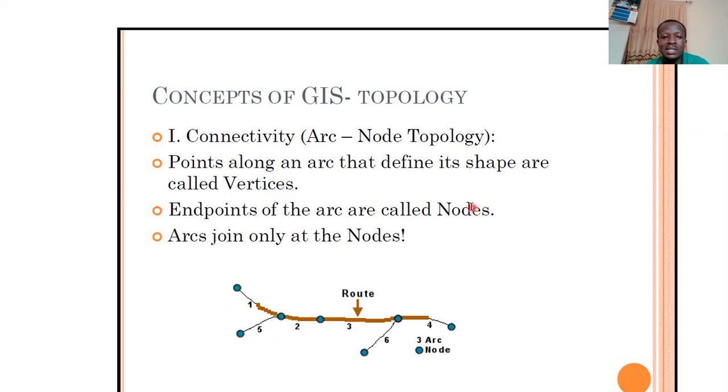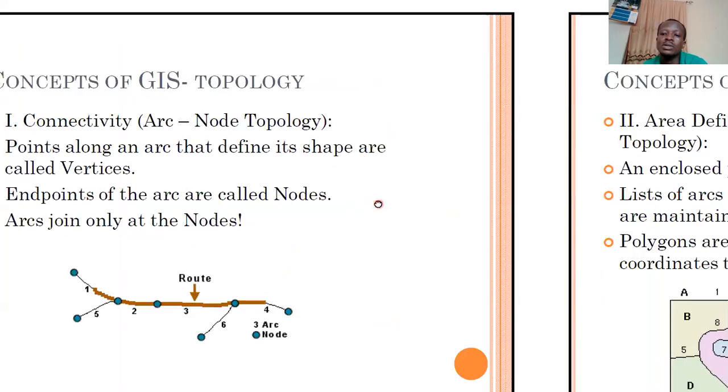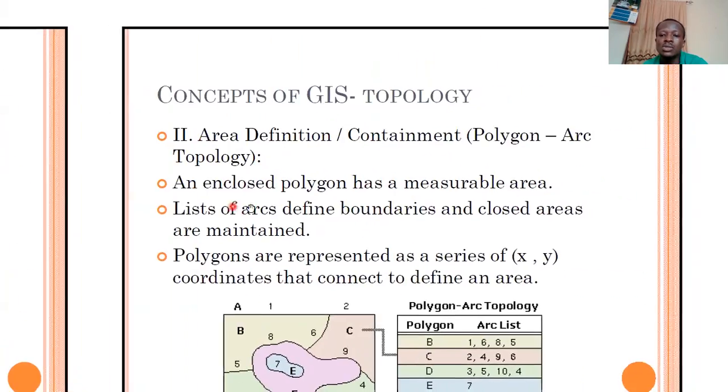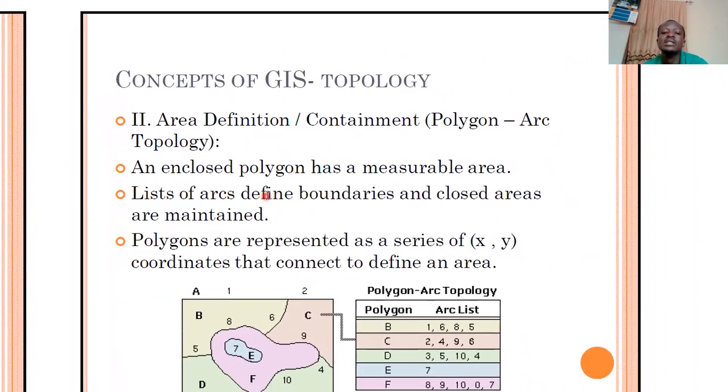Connectivity is what you need if you are modeling a network, so that the network will be well connected. Let's talk about area definition or containment. Polygon arc topology is another name for area definition or containment.